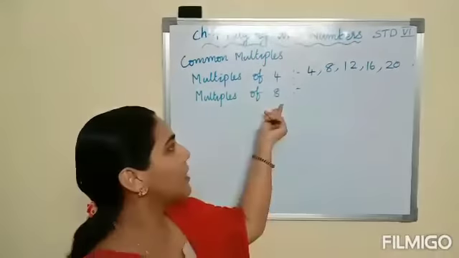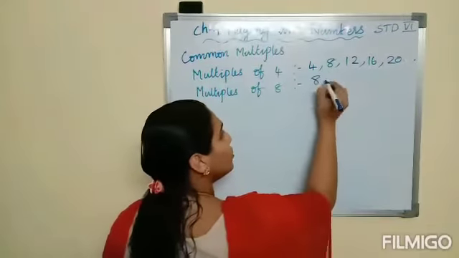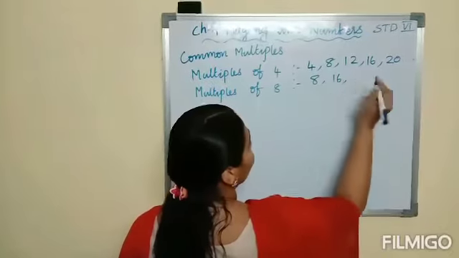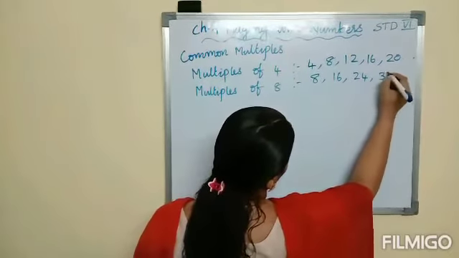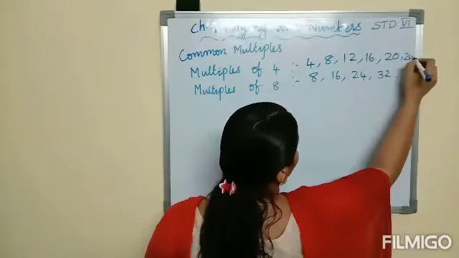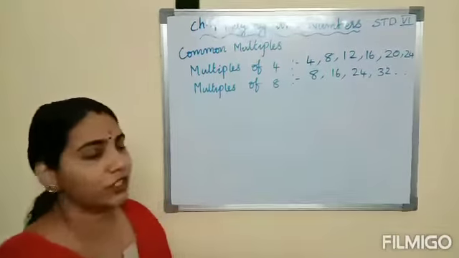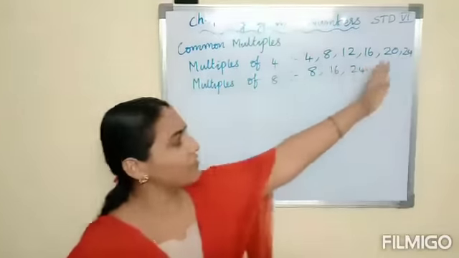Next I am going to write the multiples of 8. What is the multiplication table of 8? 1 8 is 8, 2 8s are 16, 3 8s are 24, 4 8s are 32, etc. Here we can write one more: 6 4s are 24. Okay. Now I have written multiples of 4 and multiples of 8.